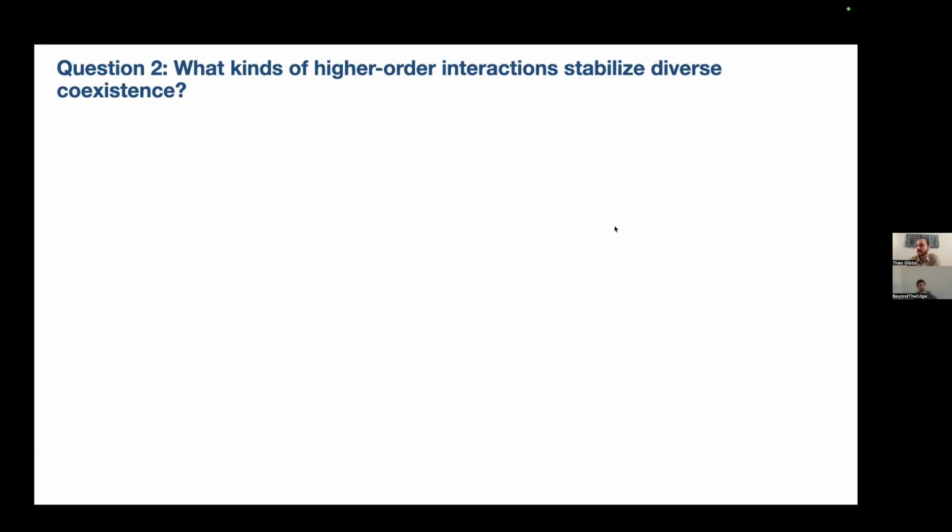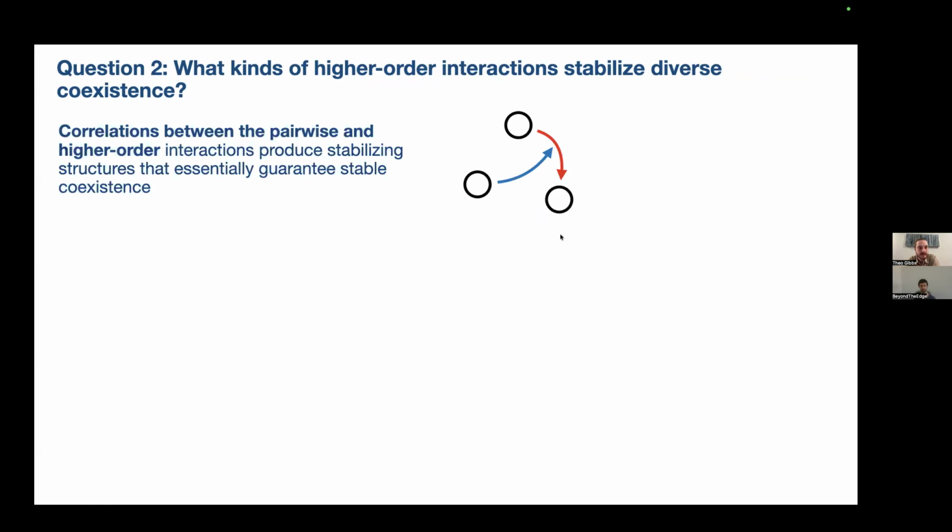So to briefly summarize the answer to the second question, what kinds of higher order interactions stabilize diverse coexistence? We found that correlations between the pairwise and higher order interactions can produce stabilizing structures that essentially guarantee stable coexistence. And I think this kind of structure should remind you of some of the examples I set out earlier in the talk, where this kind of antibiotic competition is a clear biological mechanism that could generate these kinds of correlations.